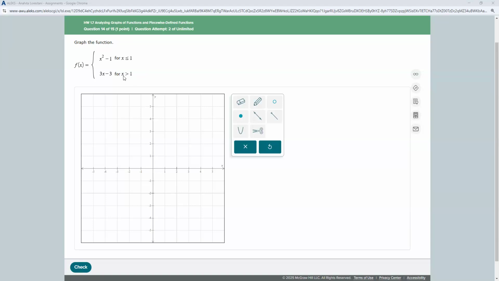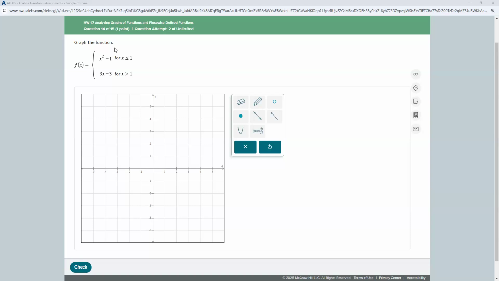For x's that are bigger than 1, I will have another graph. So for x's that are bigger than 1, the right-hand side of 1, I will have this graph. The top graph, x to the power 2 minus 1, is a parabola. So for x's that are less than 1, I will have a parabola. For x's that are bigger than 1, I will have a line. So you should do the work on a piece of paper, and watch the video on how to pick the points.